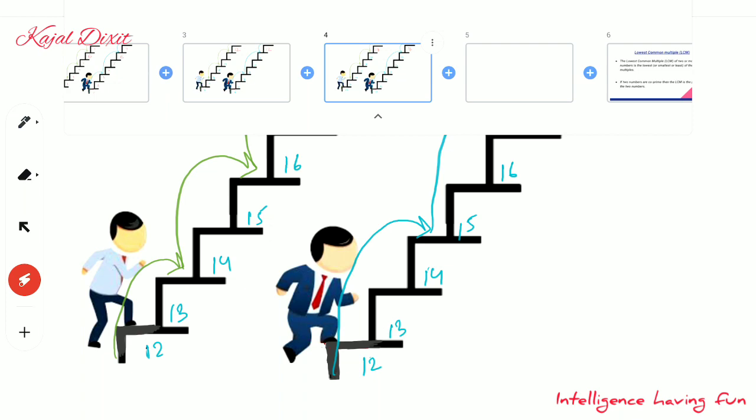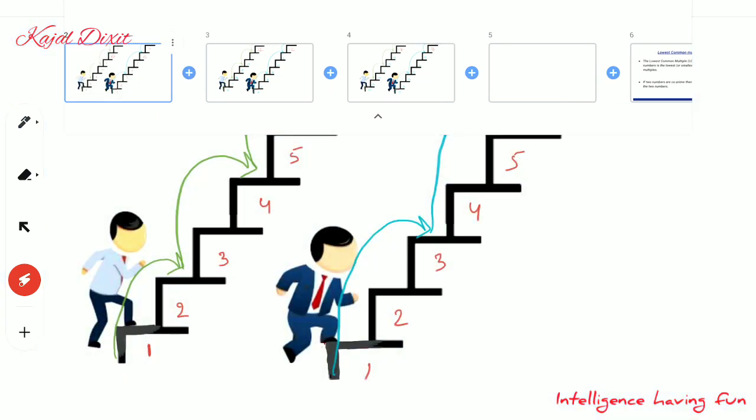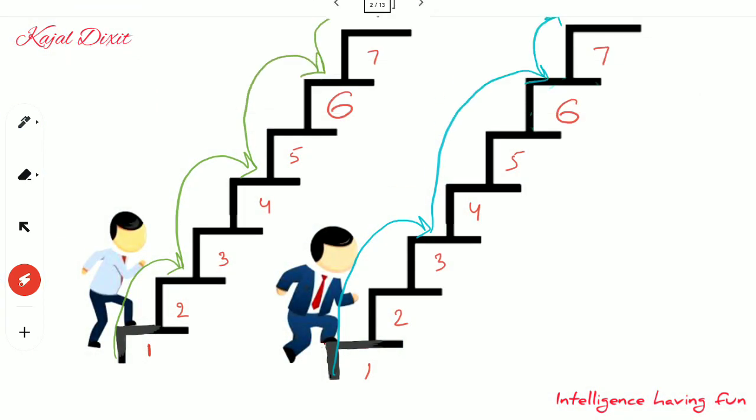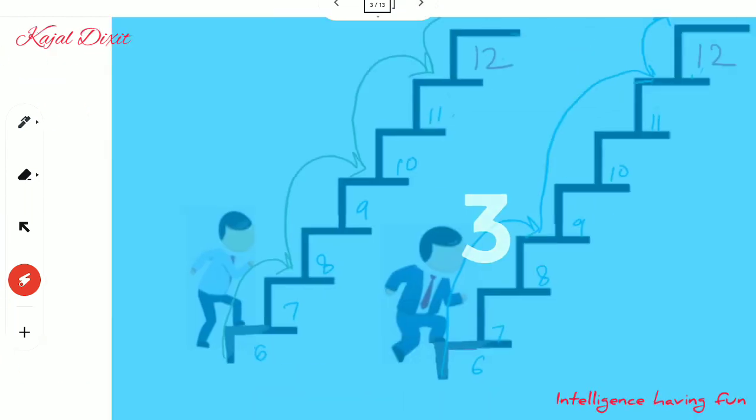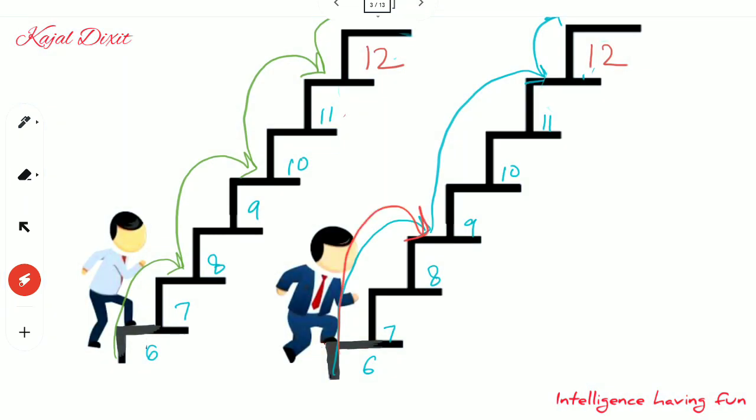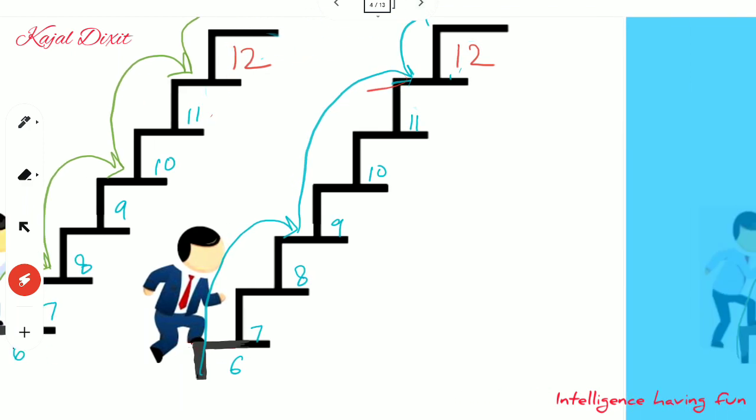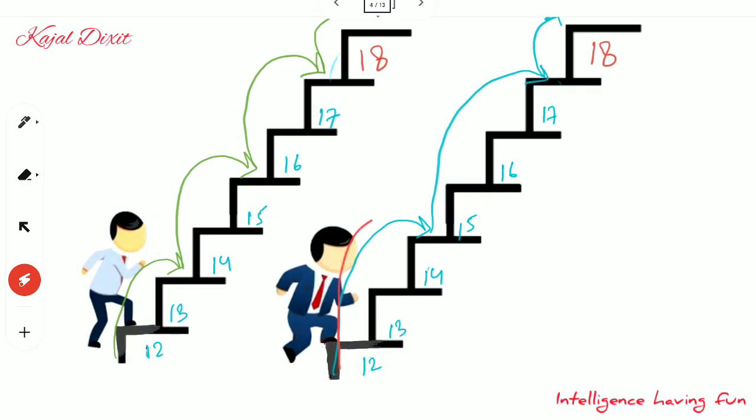Right? If we observe the second man, then he is first reaching the third step, then the sixth step, then the ninth step, then the 12th step, and from the 12th step he is directly reaching the 15th step, and from the 15th step he is reaching the 18th step. So this is the pattern followed by both of them.